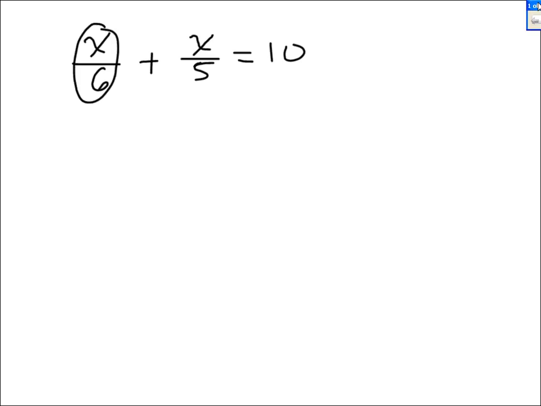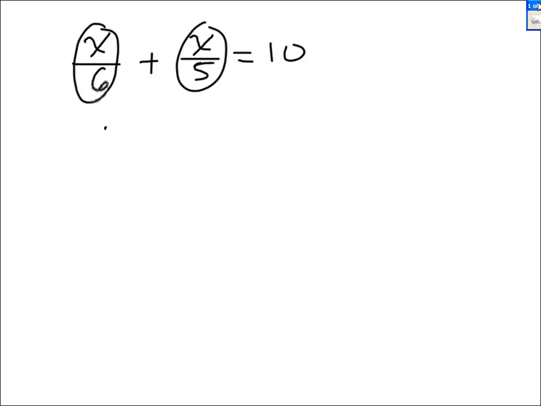Section 37 is entitled Solving Equations with Fractions. I'm looking for a number that, if you divide it by 6, write down that answer, divide it by 5, write down that answer, and add them up, you get 10. Okay, that's the number I'm looking for.